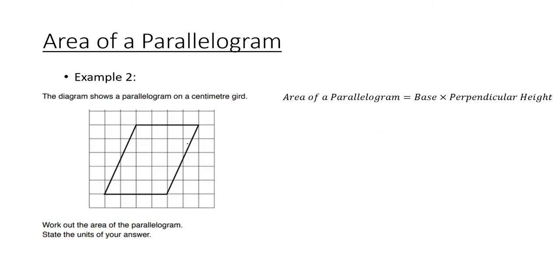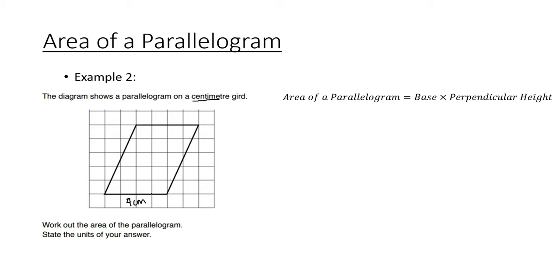Example 2. This time it says the diagram shows a parallelogram on a centimeter grid. Work out the area of the parallelogram, state the units of your answer. So it tells us it's a centimeter grid. That means that each square is 1 centimeter. So if we go across, we've got 1, 2, 3, 4. So 4 centimeters as our base, and then we go straight up.